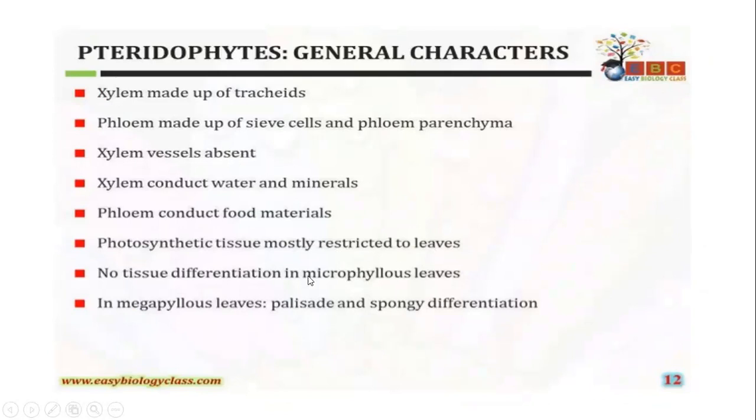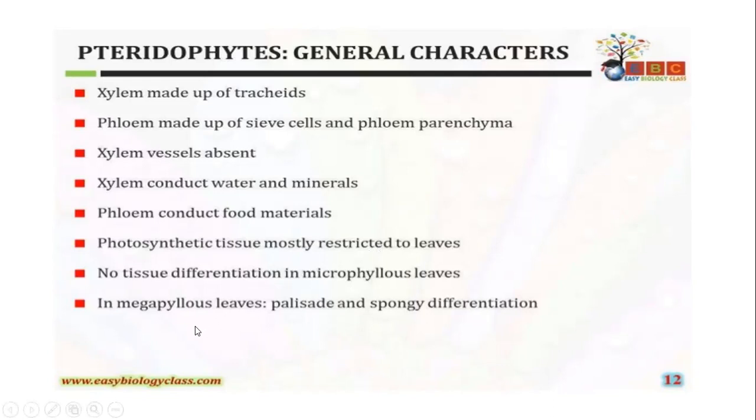Whereas in bryophytes, we see the entire thallus or the upper surface of the thallus was preparing the food material due to the absence of the leaves. But when we come to the pteridophytes, the photosynthetic region is restricted only to the leaves. Leaves are the ones which are preparing the food material.